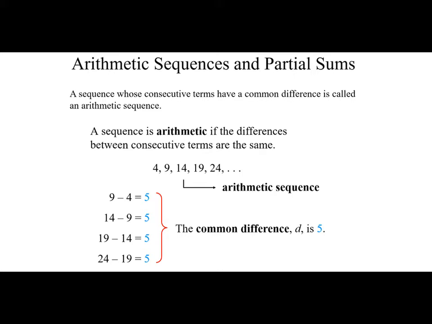So here in our first example, we have 4, 9, 14, 19, and 24. This is considered an arithmetic sequence because if you take the second term and subtract the first term, 9 minus 4, you get 5. When you take 14 minus 9, the third term minus the second, you get 5. The fourth term minus the third, you get 5. And the fifth term minus the fourth, you also get 5. This is called a common difference, and we call it the letter d. Because it's all the same, we say that it is an arithmetic sequence.